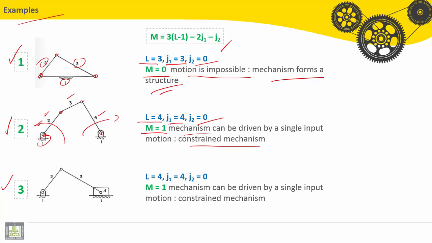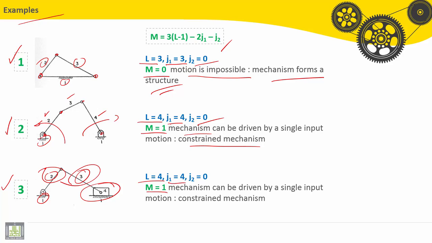Third example, it is slider crank mechanism. So number of links is equal 4, ground, second one connecting rod, the crank, third one, and the slider number 4. So here M is equal 1. 2 is the crank, third is the connecting rod.